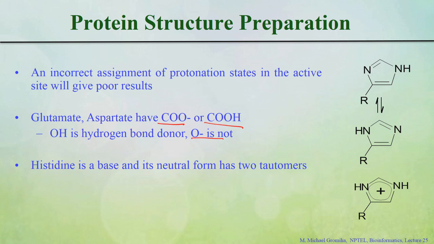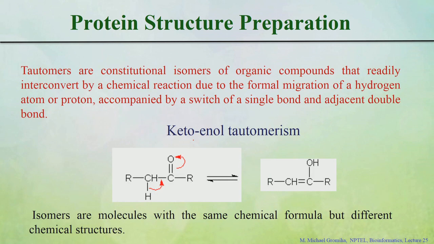Then if you take the histidine, right, it is a base, and it has either the positive charge form or the neutral form, and it has 2 tautomers, right. In this case, we have to check which one is the preferred one for the ligand to interact. So, what are tautomers?